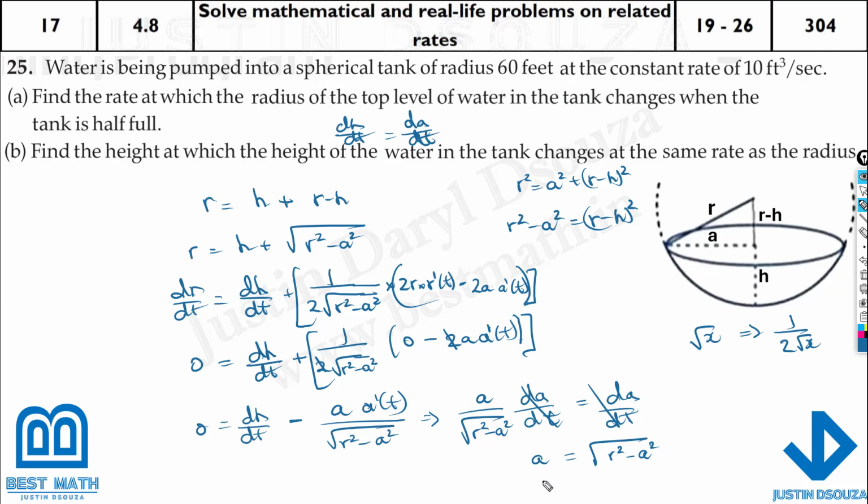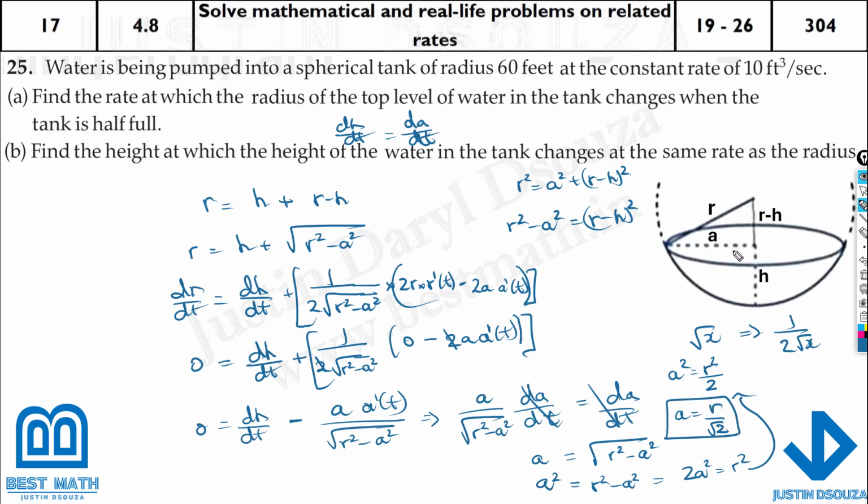Now I'll square both sides. It's going to be a squared is equal to r squared minus a squared. Let me take this minus a squared to the other side. It's going to be a squared plus a squared, 2a squared is equal to r squared. I'll divide both sides by 2, so a squared equals r squared by 2. Let me take the square root on both sides. A will be equal to the square root of r squared over the square root of 2. The square root of r squared is just r, so a is r divided by root 2. So this is the simplification.